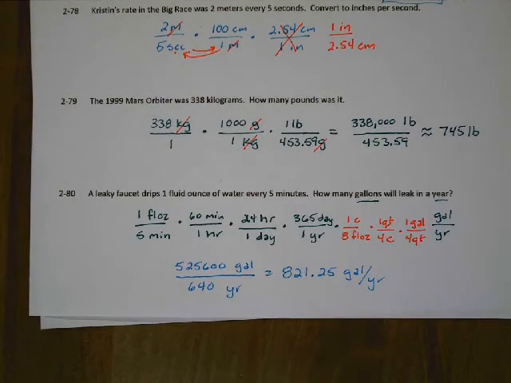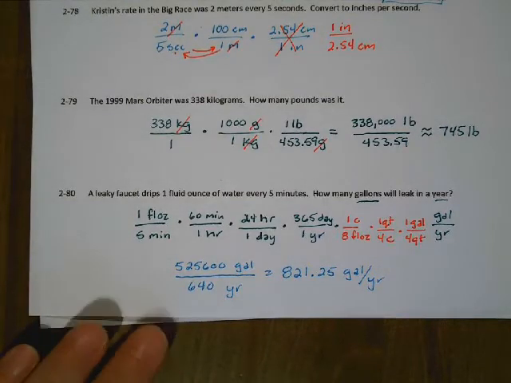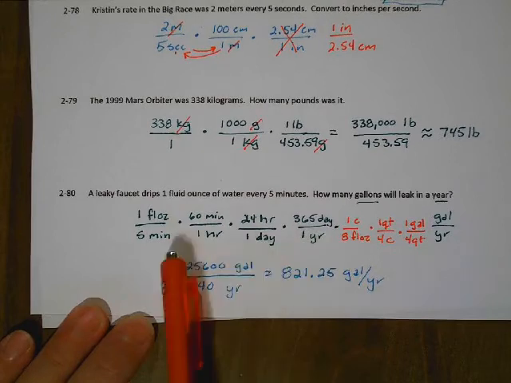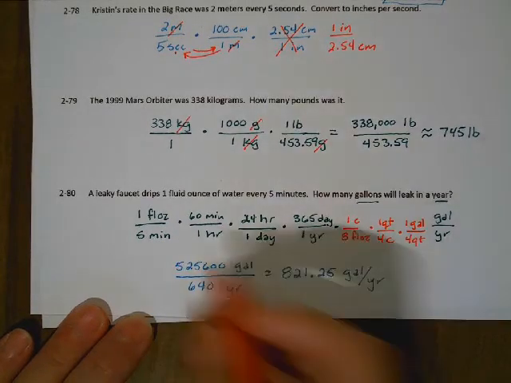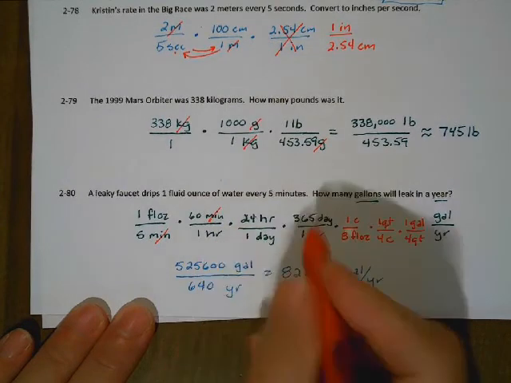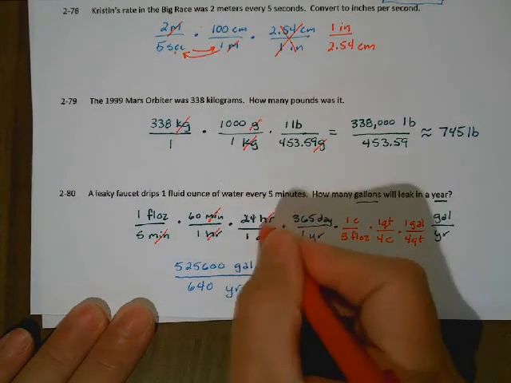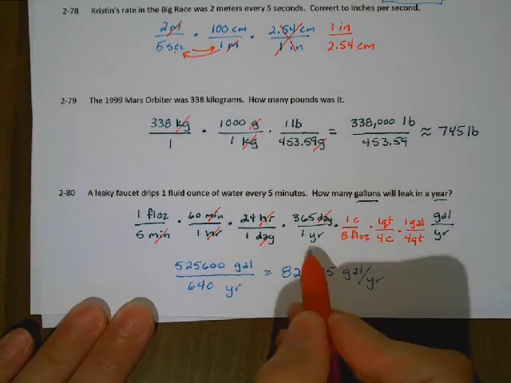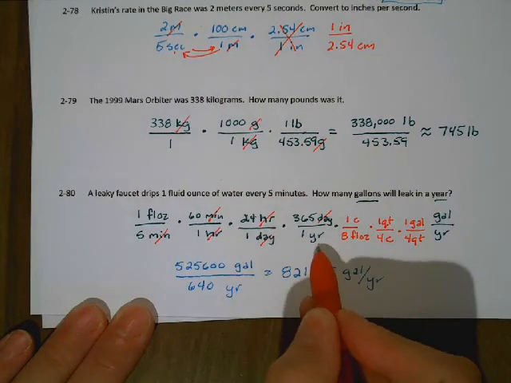All right, here's what I got. So I did it in 2 different colors. The first color is me changing minutes to years. So my first thing is minutes cancels with minutes, and I've got hours. Then hours cancels with hours, and I've got days. Then days cancel with days, and I've got years. So right now it's in fluid ounces per year.